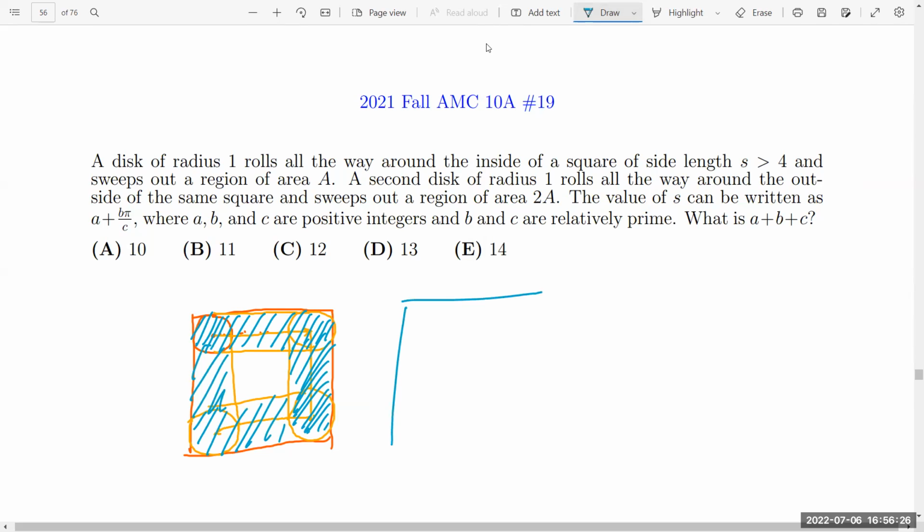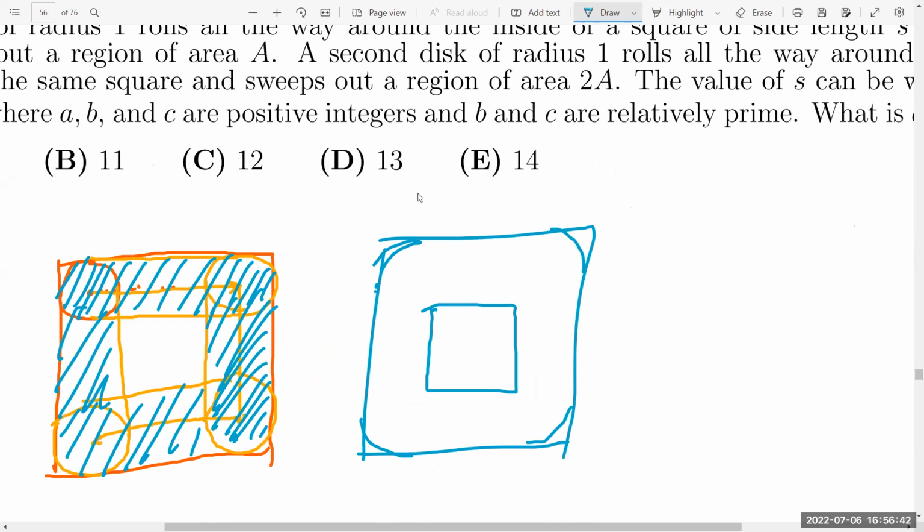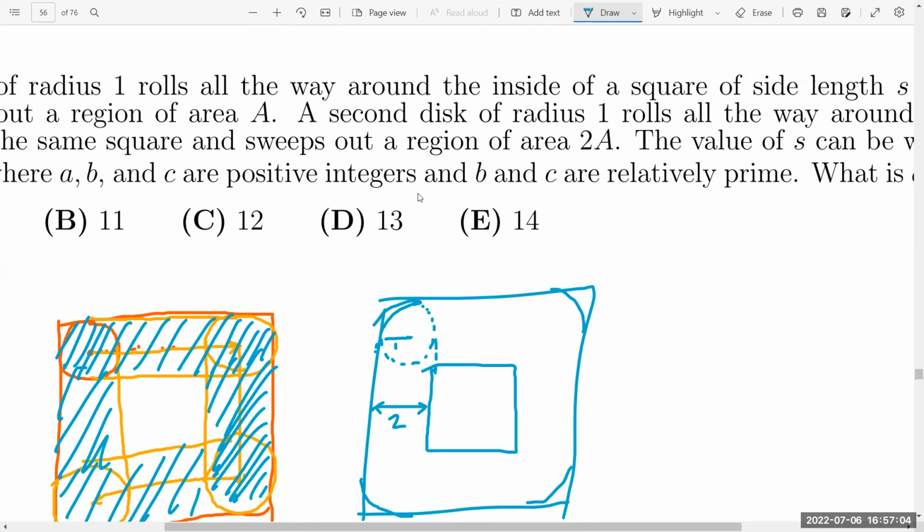As we draw a clearer diagram, it looks something like this. I'll also write the proportions here. We know the disk has radius 1, so remember that this was the original disk. It has radius 1, so the distance here is just the diameter of the circle, which is 2. So it's a big region that looks like this. We can calculate the area of this region, but let's take a look at the second disk first.